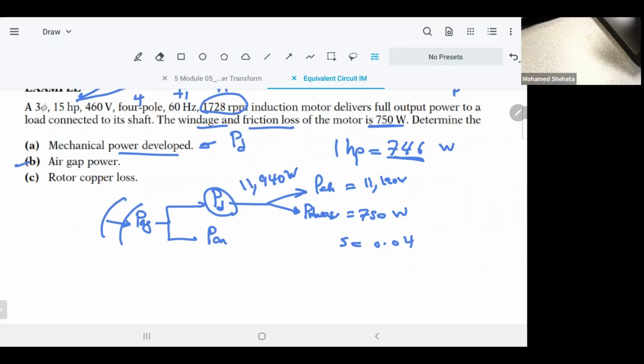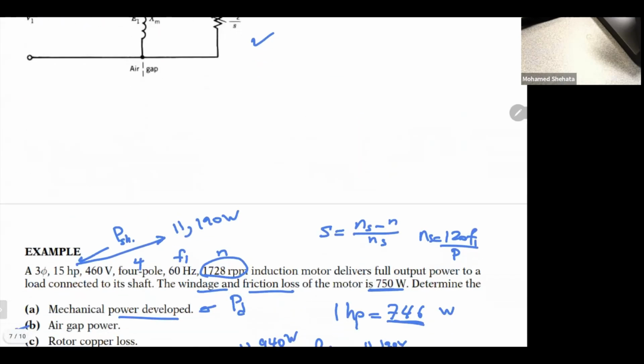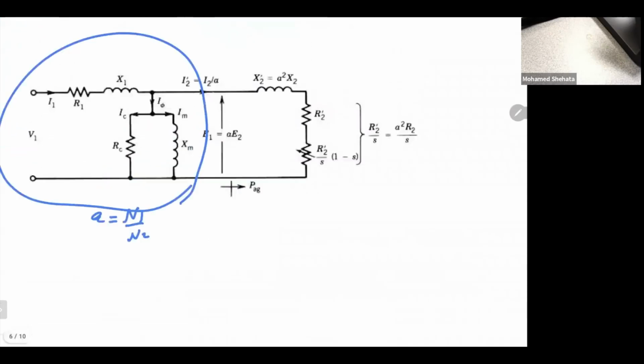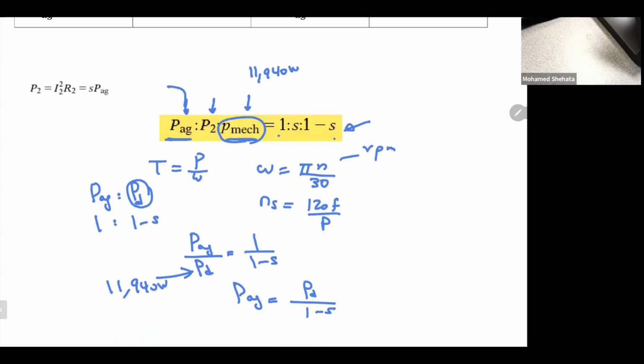And then using the equation I just gave you, if you calculate the air gap power, it will be equal to 12,437.5 watts. The last one, you want to calculate the rotor copper loss. You go back again to the nice ratio. Once you get one term, if you get air gap power or copper loss or mechanical power, you just go ahead and use this nice ratio. You need P2, and now we have both. You have P mechanical, make the same thing I did, the ratio, and then cross multiply.